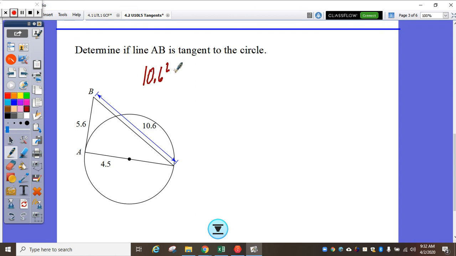5.6 squared would have to equal 5.6 squared plus 9 squared. Where did I get that 9 from? Well, if this radius right here is 4.5, then the whole diameter is going to be 9. And so I want to check if this is true, then this is a tangent line.